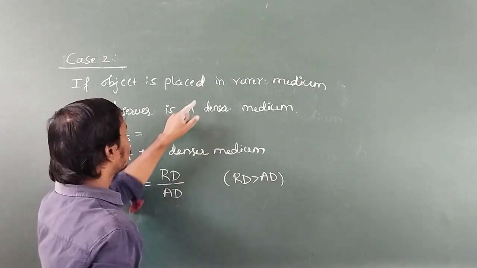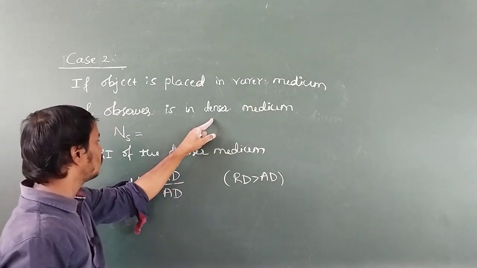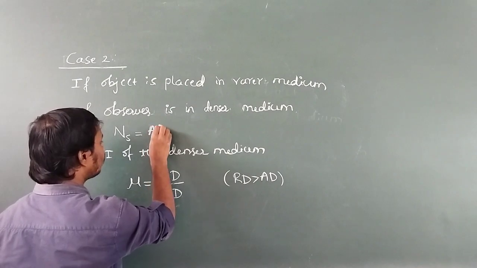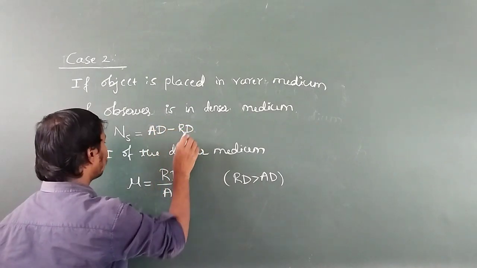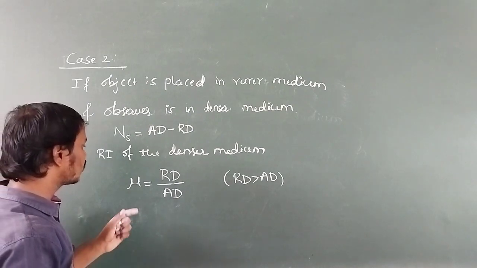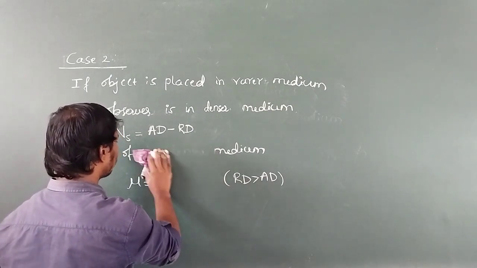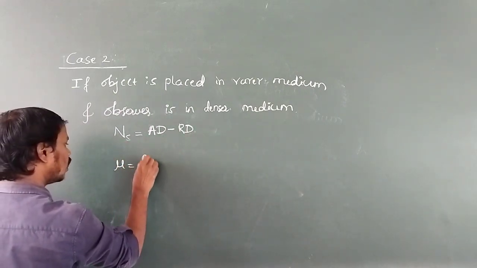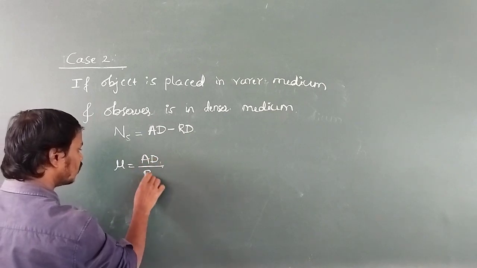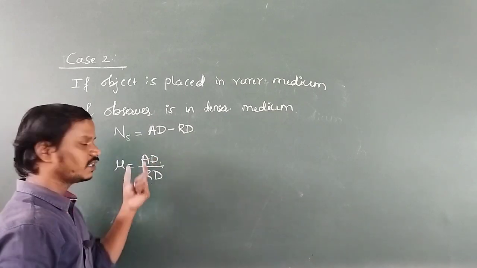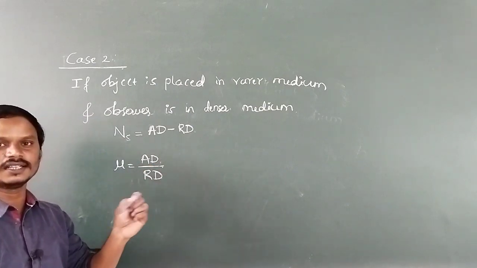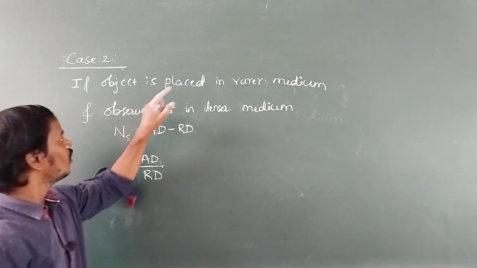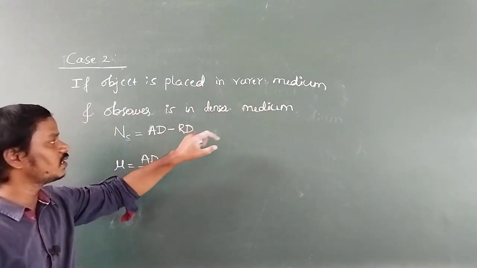So when the object is in the rarer medium and the observer is in the denser medium, the apparent depth is greater than the real depth, which means normal shift is apparent depth minus real depth. And how to find the refractive index here? The refractive index can be determined by mu is equal to apparent depth divided by real depth, because apparent depth is greater than real depth. Okay, so this is the formula used to find the refractive index of the medium when the object is in the rarer medium and the observer is in the denser medium.